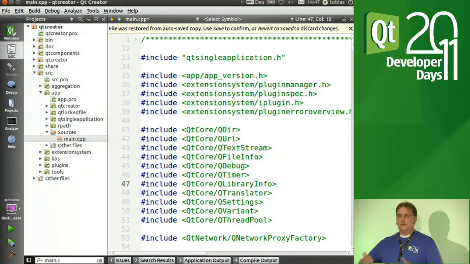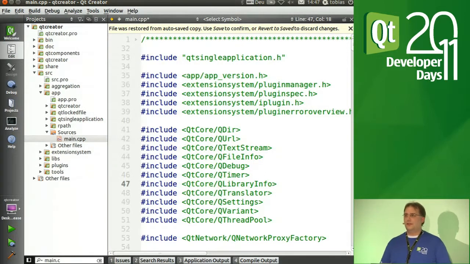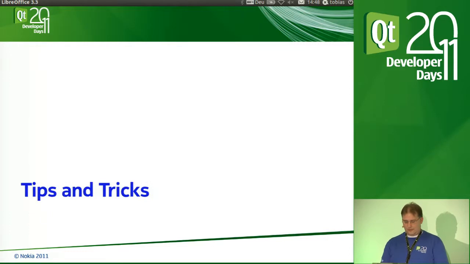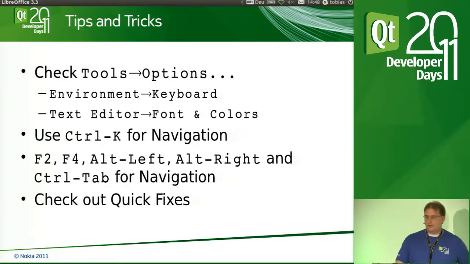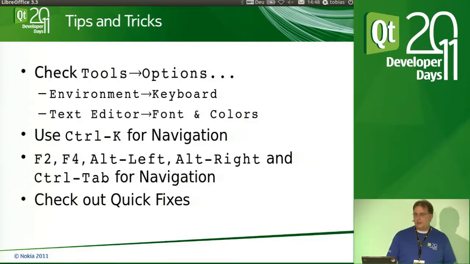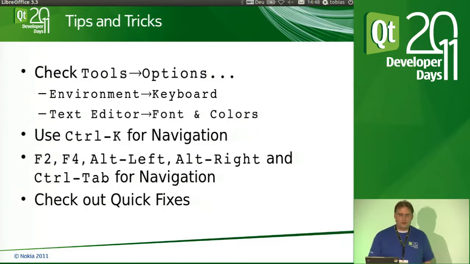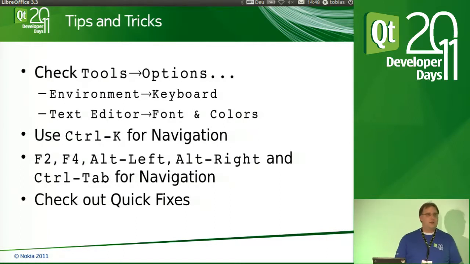Do you mind if I just recapitulate a bit and show a couple of URLs, and then we can continue with the questioning? Okay, let's recapitulate. Something I think is very important is please check Tools Options, which has all the settings, or Environment Keyboard and Text Editor Fonts and Colors. There's stuff you might want to see there which is not on by default, but please go over the others as well because there are quite a few settings where you can tweak Creator to your liking.